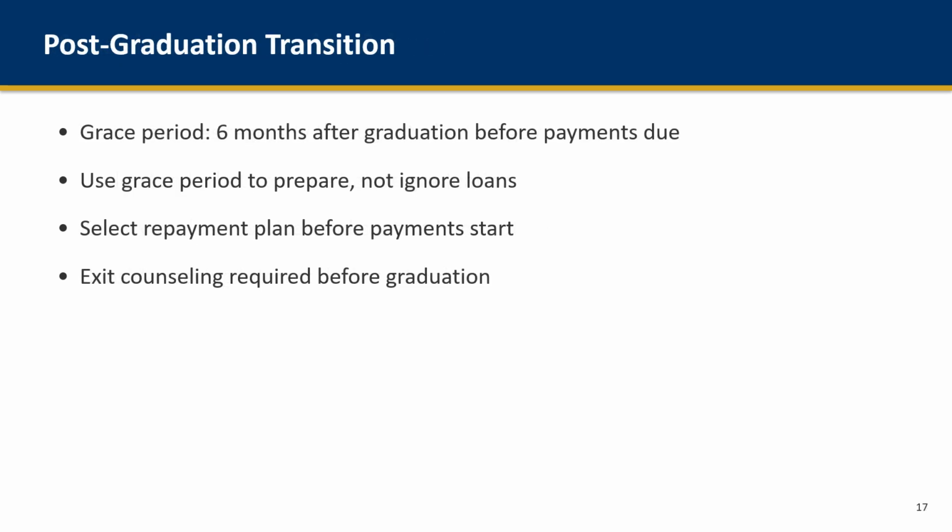The transition from school to repayment deserves attention. A 6-month grace period begins after you graduate, leave school, or drop below half-time enrollment. During grace period, you're not required to make payments, but interest continues accruing on unsubsidized loans. Use the grace period to prepare for repayment, not to ignore your loans. Get settled in your job, understand your budget, and select your repayment plan. Don't let 6 months pass without planning.